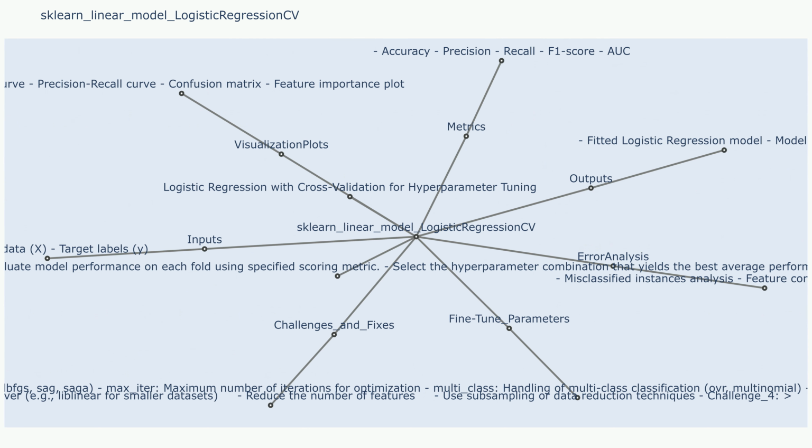Regularization techniques like L1 and L2 regularization can help to reduce the influence of irrelevant features and mitigate overfitting in high-dimensional datasets. Challenge 5. Computational complexity.